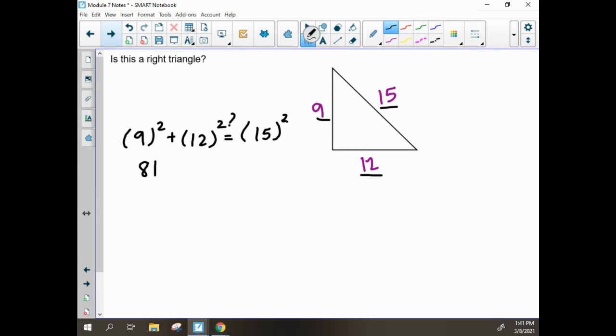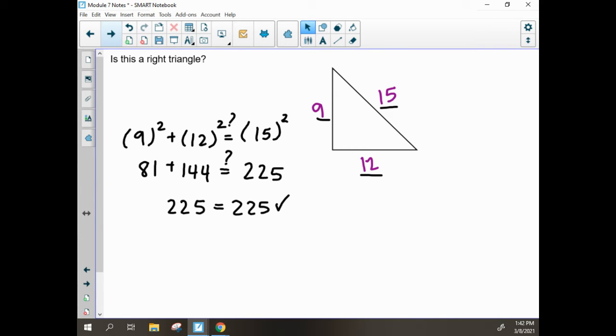9 squared is 81. 12 squared is 144. Still not sure. And 15 squared is 225. And then 81 plus 144 is 225, which is in fact equal to 225. So then we write, yes, this is a right triangle.